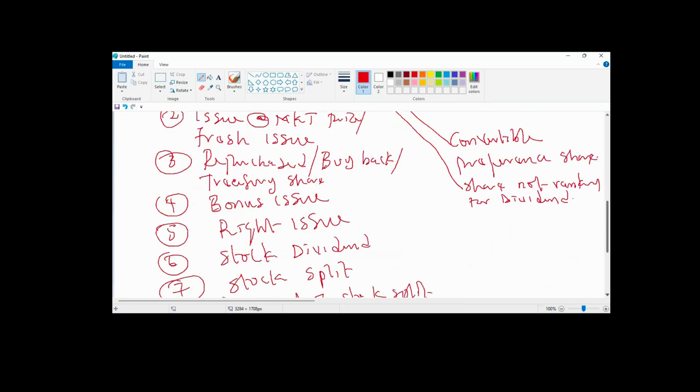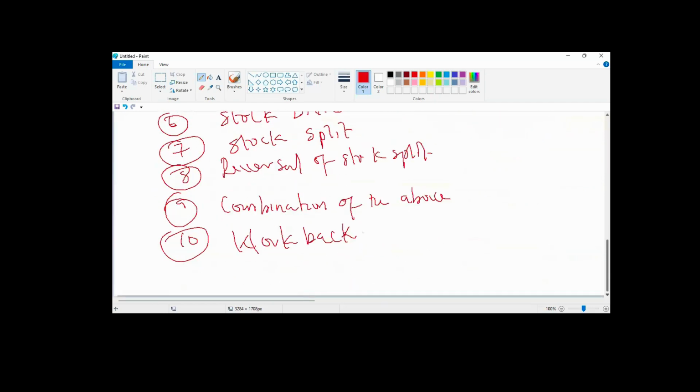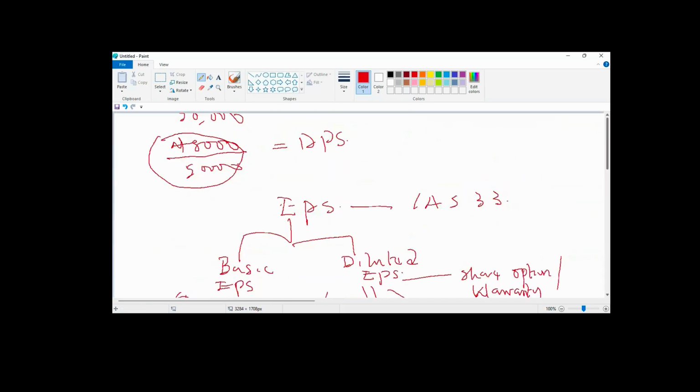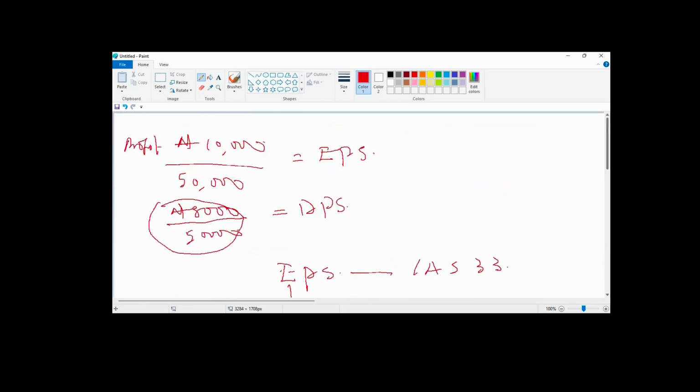So with this, we will not take it one after the other. But before we go there, let's just talk about the formula to calculate earnings per share. Let me write the formula up. The formula to calculate earnings per share. This is the formula.